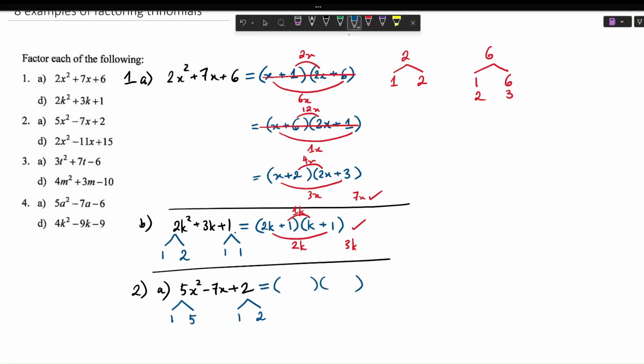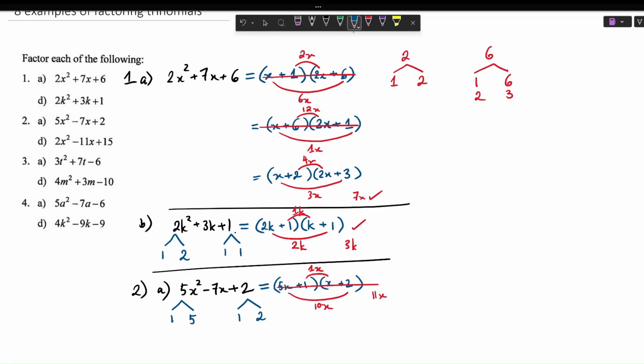So we're going to write our two factors. 5x squared comes from 5x times x. And 2 comes from 1 times 2. If we check these, you'll see this is 1x and 10x. That gives us 11x. That is not what we wanted, so that can't be correct.